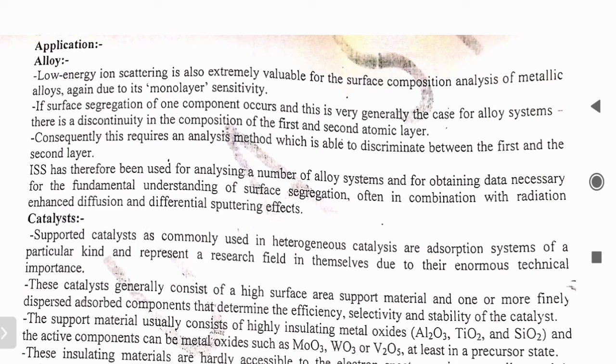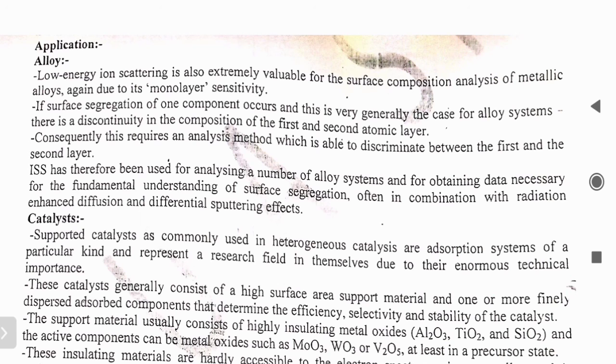The second application is the catalyst. We know that catalyst application is mainly based upon surface properties. Sometimes the catalyst surface is coated with highly insulating substances like alumina, titanium dioxide or silica, which are non-conducting substances. The active catalyst is molybdenum, tungsten or vanadium, which are conducting substances, but for protection purposes we apply some highly insulating metal surface or metal oxides.